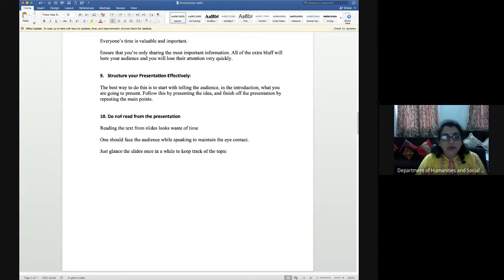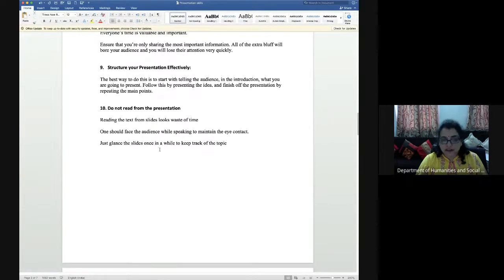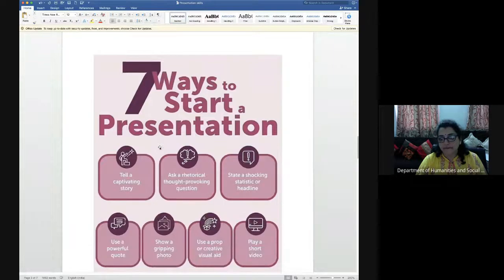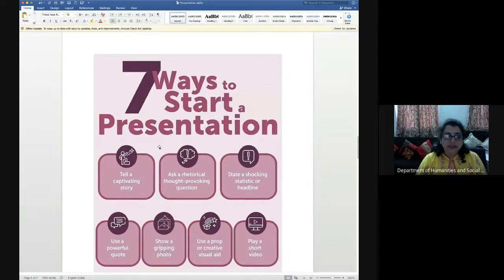This is for point number 10. Do not read from the presentation. It is for the PowerPoint presentation, that you do not have to have a lot of text in it, and if there is text, then you should not read it from the text. Okay, so let the audience read it, and you have to speak without reading it. So I hope the things are clear, that is how to practice for a good presentation.